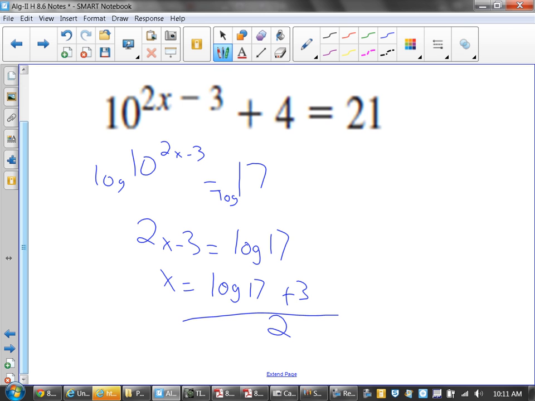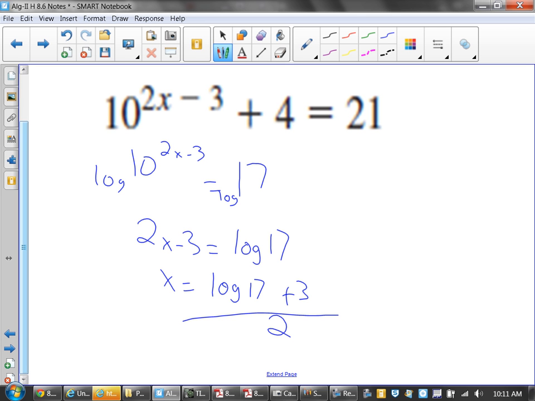Because log of base 10 is just plain log. Okay. Yes, sir. No, you can't, because you're taking the log of that. That's what you're taking the log of. So that's why you just have to remember when you type in your calculator, throw parentheses around it.